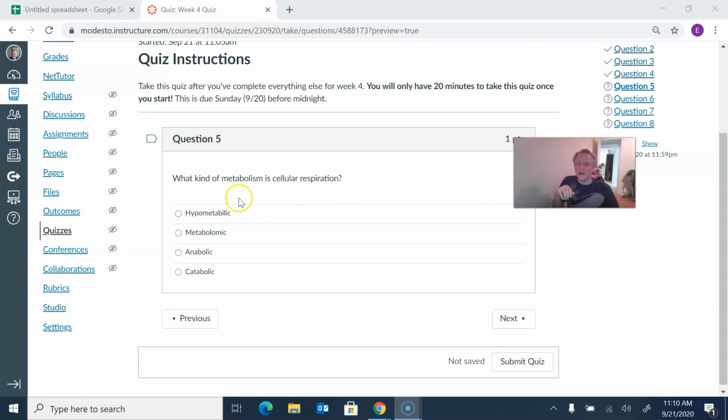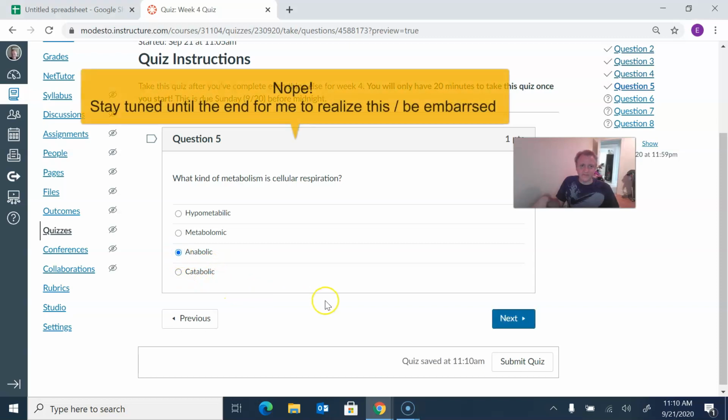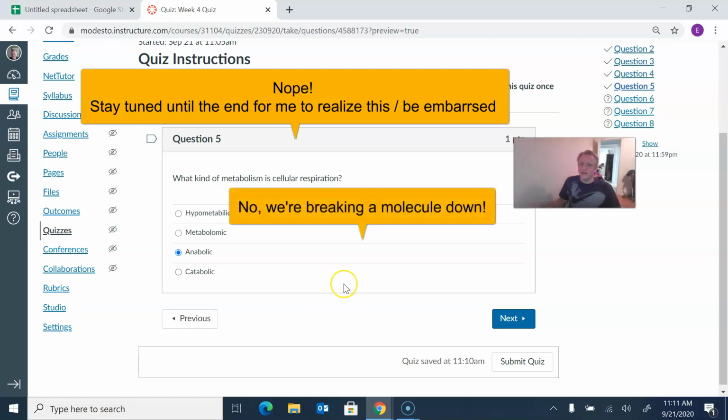What kind of metabolism is cellular respiration? Hypometabolic, metabolomic, anabolic, or catabolic? Well, it is anabolic. We are building a molecule here, right? We're building a molecule.